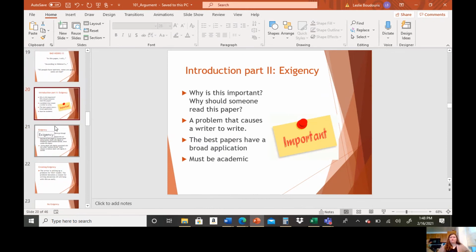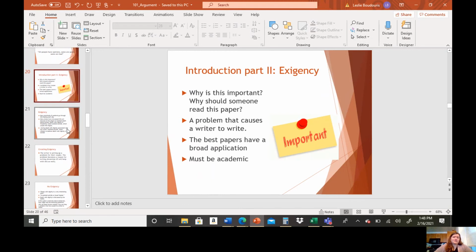Exigency: so you're starting by getting your reader interested, then you're going to have some exigency. Exigency is why that is important, similar to when you wrote about purpose in your essay number 1. So why should somebody read this paper? Why does this matter to someone? The problem that causes the writer to write could have a broad application and should be academic. So what is the problem that's causing the writer to write?